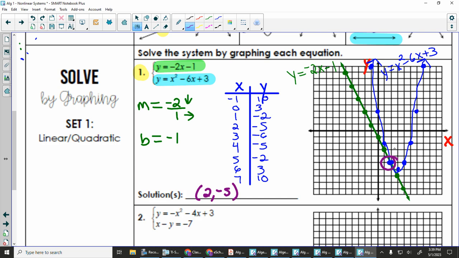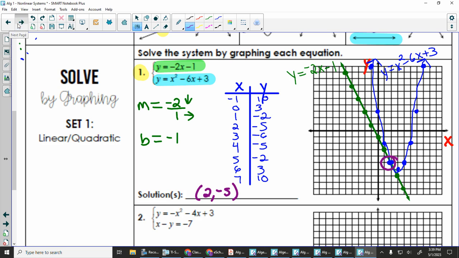These other two blue dots came kind of close, but they weren't exactly on the line. They're just a little bit off. All right, you want them to have the same exact point in common. They want to actually physically touch. Okay, so this is an example of a linear with a quadratic. All right, let's look at another one. Let's look at two quadratics put together.